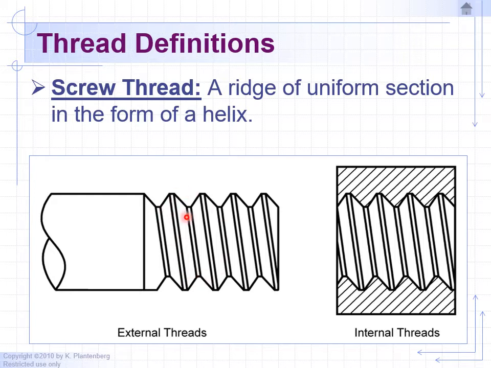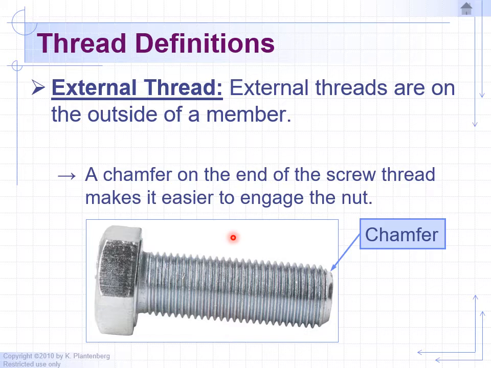So threads, if it's on a bolt, you refer to them as external threads. If it's in a nut or a block with a tapped hole, then you refer to them as internal threads. Here's an example of external threads, as you can see on a bolt or on a screw, and at the end we have a chamfer.